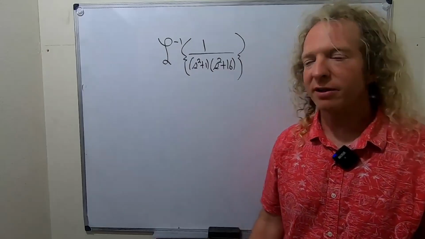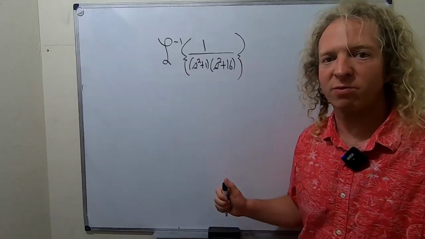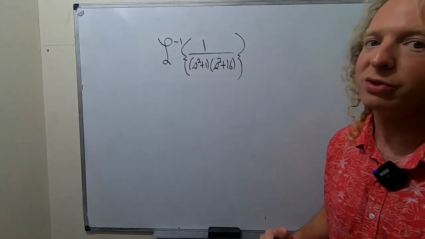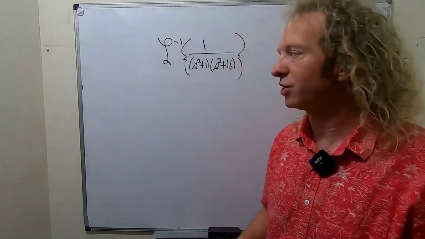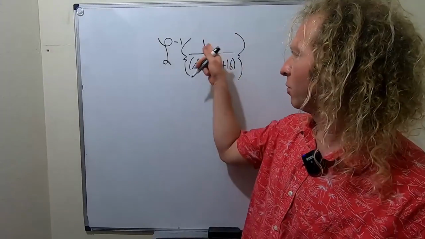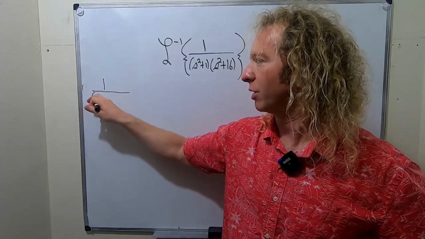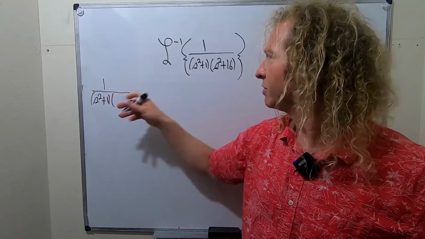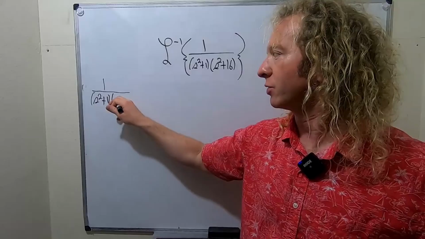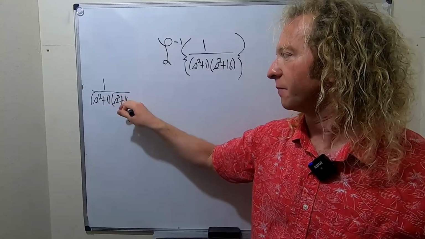In this video, we're going to find the inverse Laplace transform of this expression. So to do this, we're going to use partial fraction decomposition. So we'll start by writing down what's inside the inverse Laplace. So we have 1 over S squared plus 1, then times S squared plus 16. So S squared plus 16.